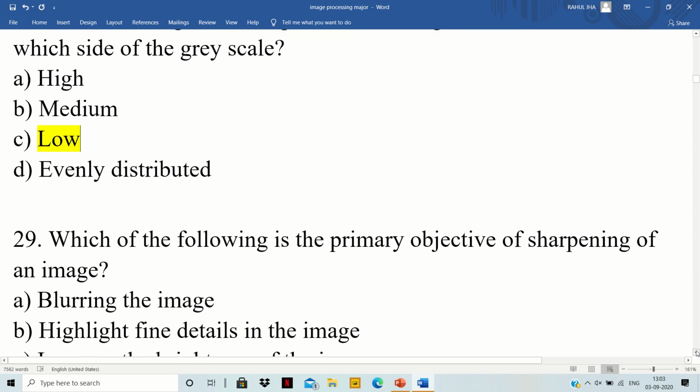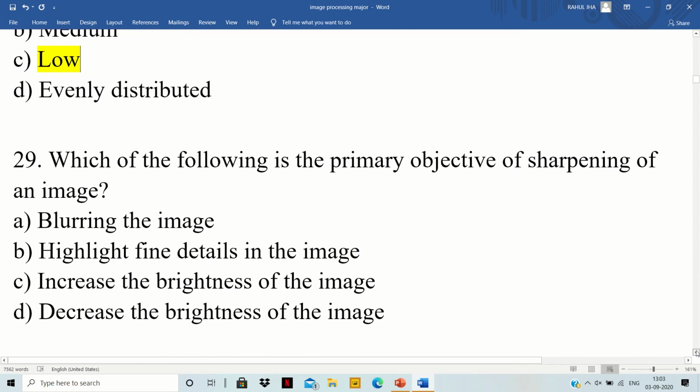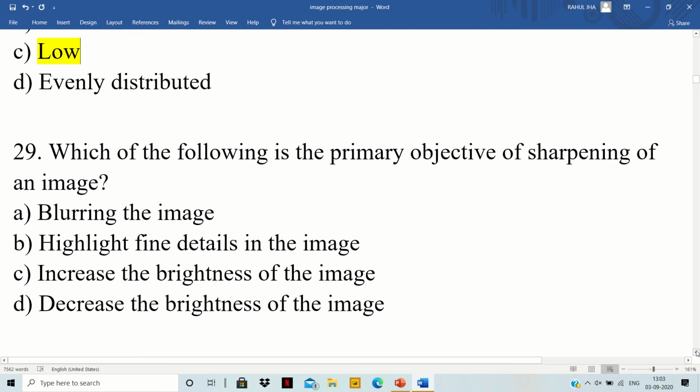Which of the following is the primary objective of sharpening of an image? Our options are A, blurring the image, B, highlight fine details in the image, C, increase the brightness of the image, D, decrease the brightness of the image. So the right answer is B, which is highlight fine details in the image. Next question.